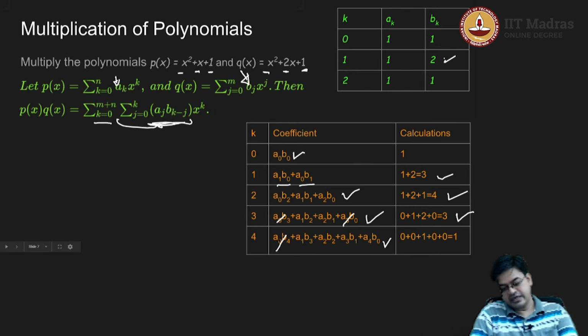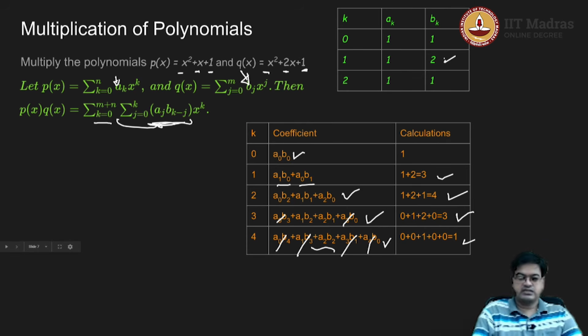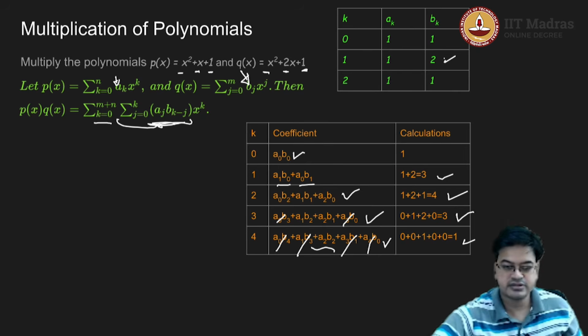Only one term is a contributor. For example, a naught b4 is 0, a4 b naught will be 0, a1 b3 is 0, a3 b1 is 0. Because why? Because b4, b3, a3, a4 all are 0. Only term that will contribute is a2 b2, which will be 1 into 1, so 1. So this gives us a clear cut answer, and this is a systematic way to multiply two polynomials.